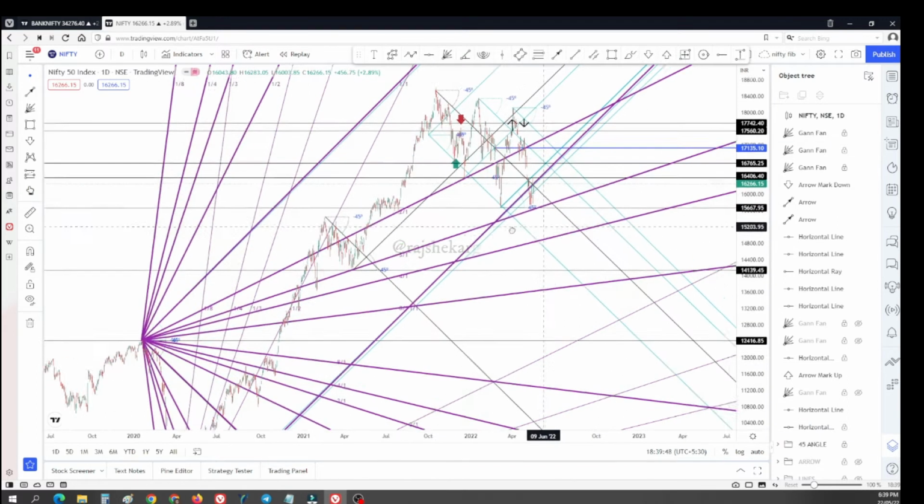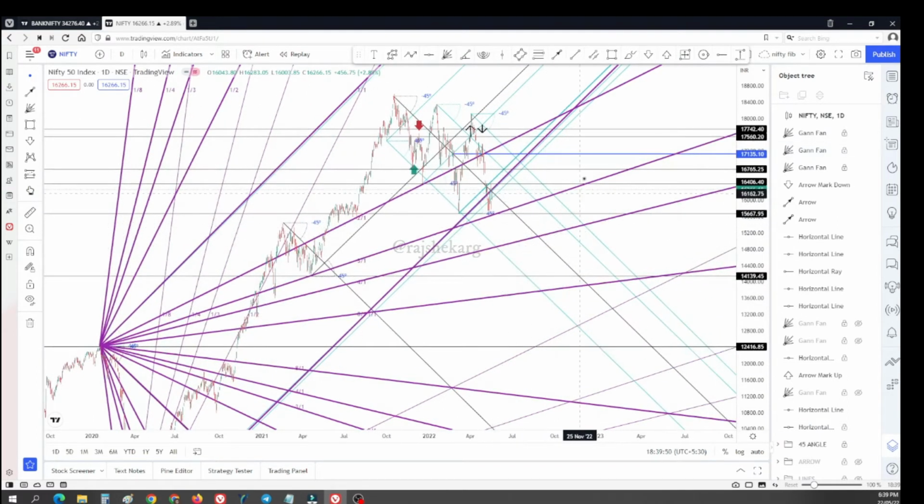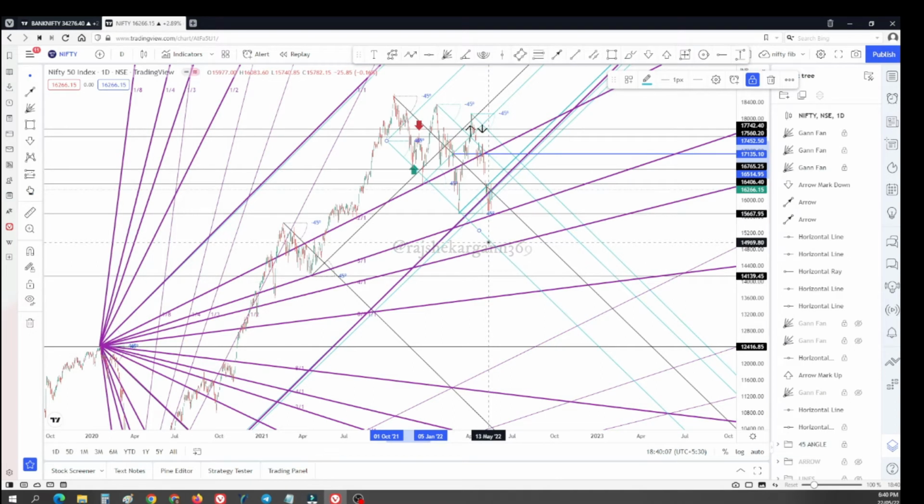So as we move in time, the range will get bigger and bigger. It all depends on how time influences price. Now this angle is equally important because this is the angle which stopped this fall, and this fall, and this fall can also be stopped here. If in case it breaks after the second or third time, then we will break this 4 by 1, and then we'll be touching this 8 by 1.